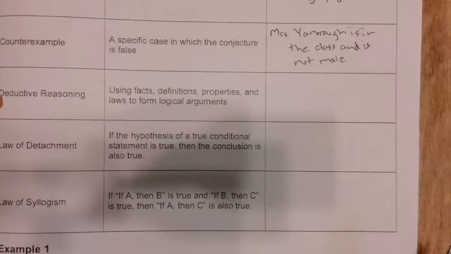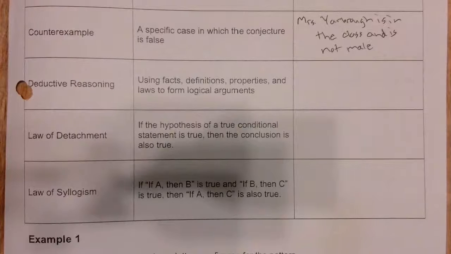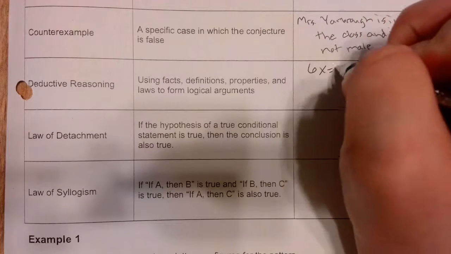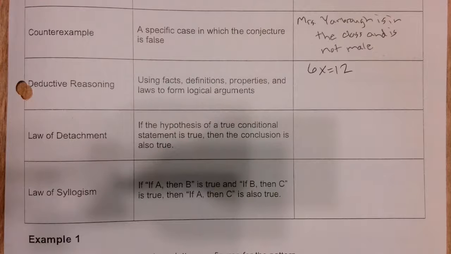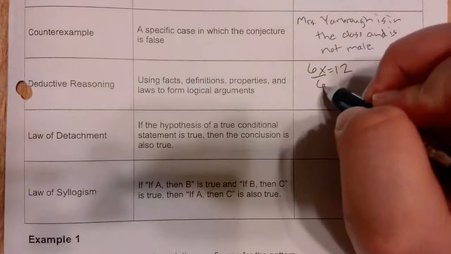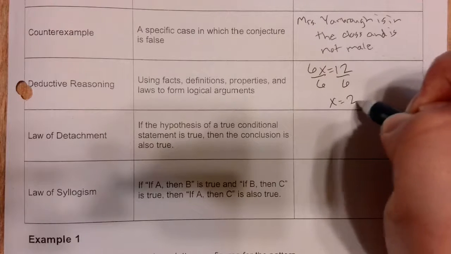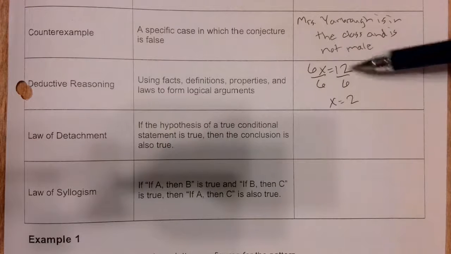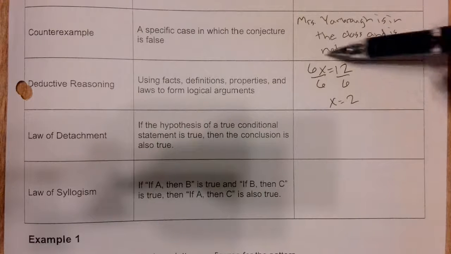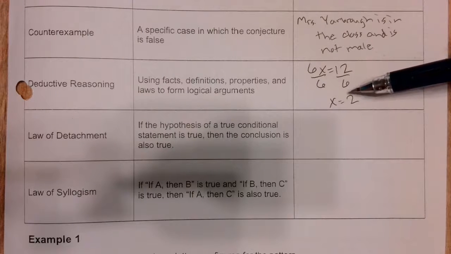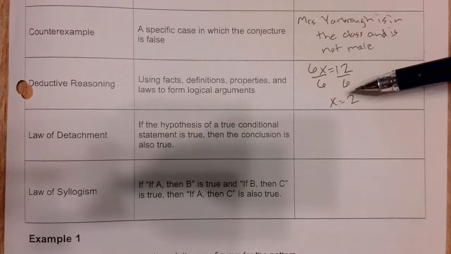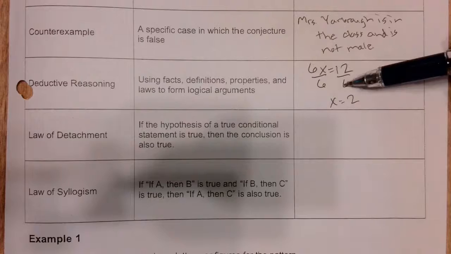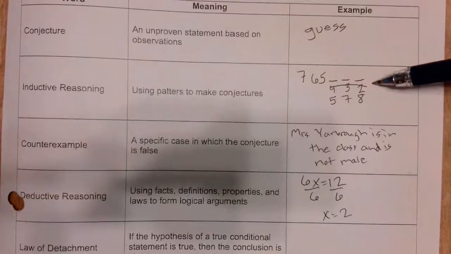Deductive reasoning. Using facts, definitions, properties, and laws to form logical arguments. So an example here, let's say 6x is equal to 12. Can you conclude what x is? Well, yeah, you can divide both sides by 6 and tell me that x is equal to 2. So you would say if 6x equals 12, then x equals 2, and this can be proven using the laws of arithmetic. So these are facts, definitions, properties, and laws. These are not just patterns. These are actually proven things where inductive reasoning are just patterns.